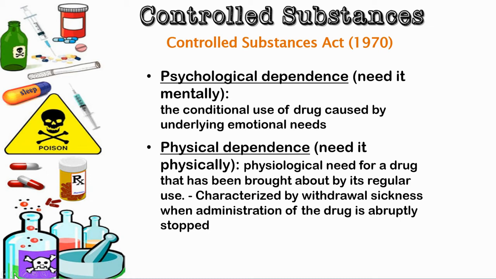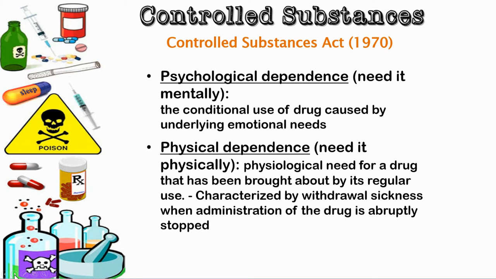So let's talk about psychological dependence. So this is mental addiction, psychological addiction. Mental dependence comes in a lot of different terms. And this is basically where someone has convinced themselves that they need it mentally. And so this is the conditional use of a drug caused by underlying emotional needs. They've just attached their emotions to it. Okay. You could say they're in love with it.